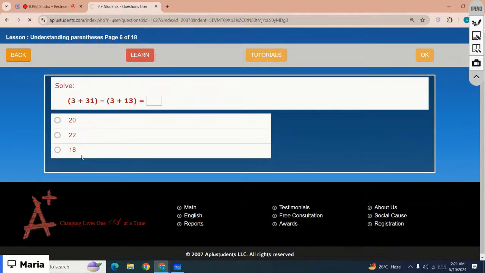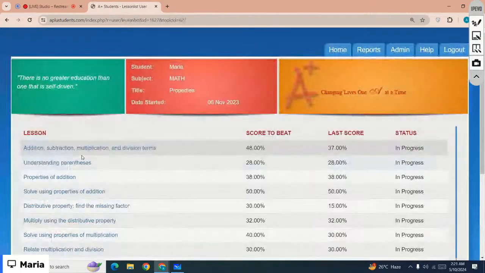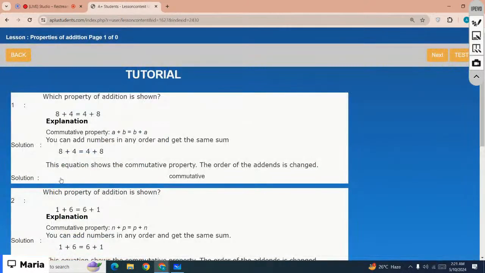Okay, let's just move on to the next question. Next lesson, right? You can complete the lesson by yourself. Let me just move on to the next lesson. The next lesson is properties of addition. Okay, the first one is which property of addition is shown?